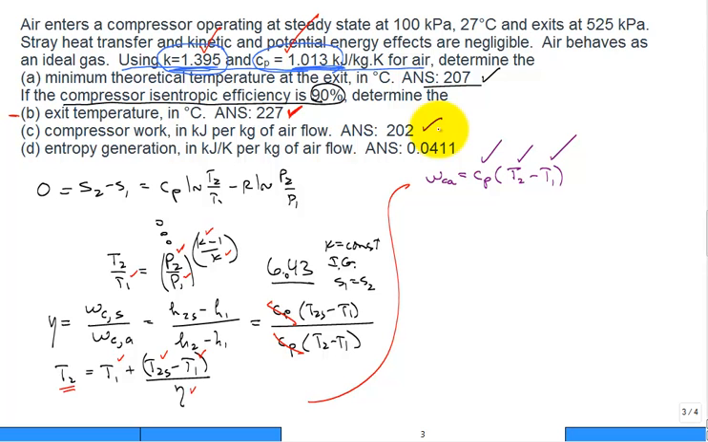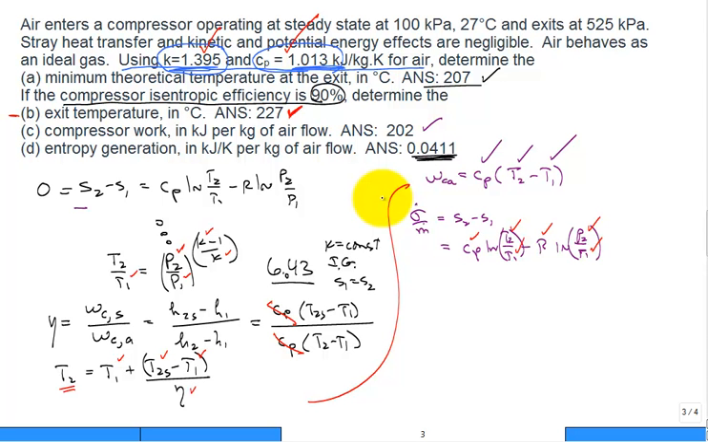Okay, what about the entropy generation? Well, here's their equation. We had sigma dot divided by m dot is equal to S2 minus S1, which is C sub P natural log of T2 over T1 minus R natural log of P2 over P1. And it's like, okay, we just did a lot of work to get the exit temperature. We do need to put it in Kelvin when we put it in this equation. So we had the T1, and we had the P1 and the P2 and the R and the C sub P, and that's it. And so you see the difference. It's a very slight difference, only on the third significant digit.